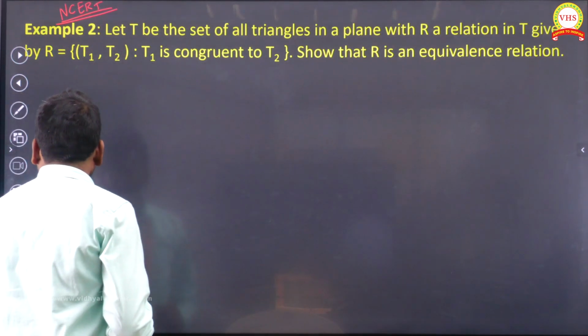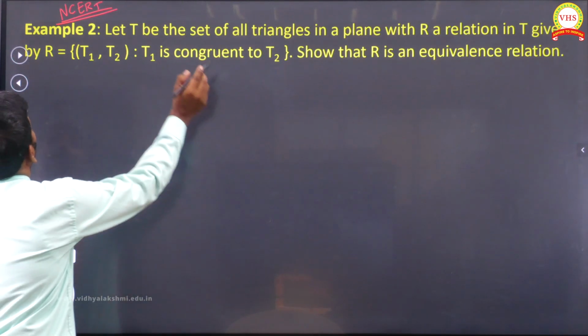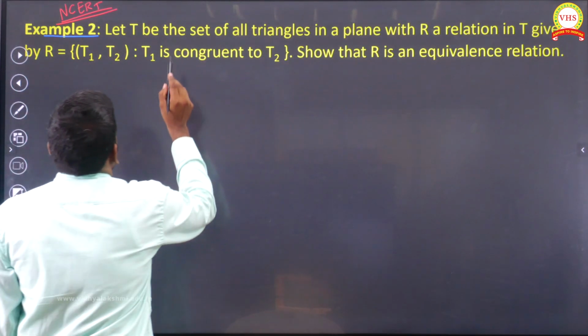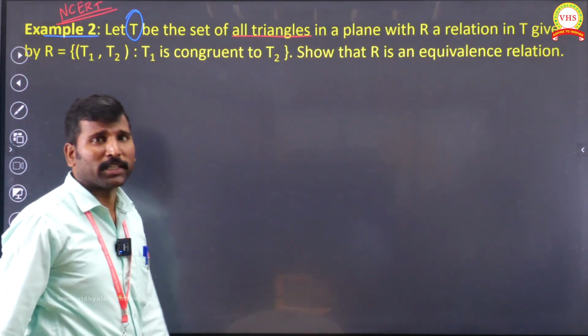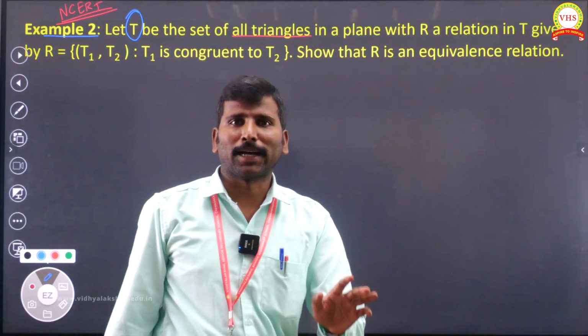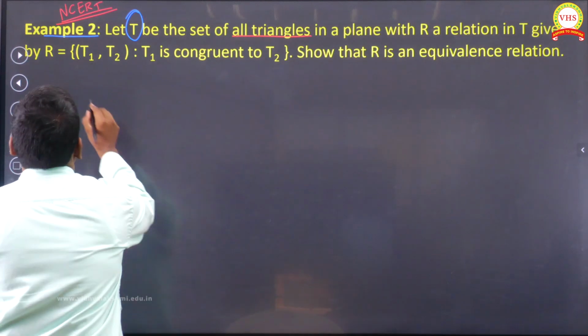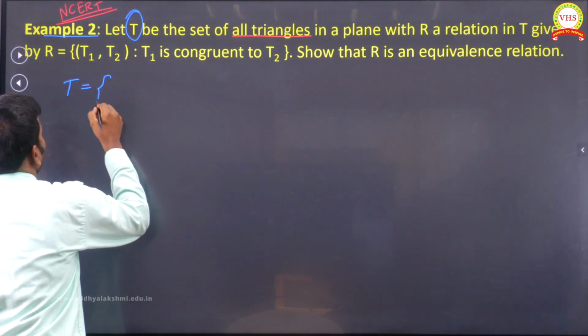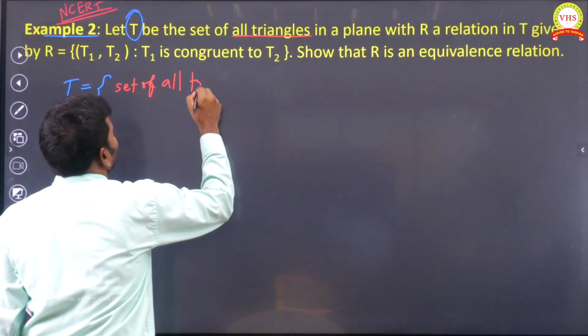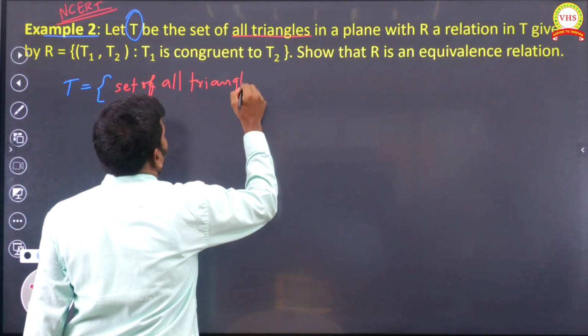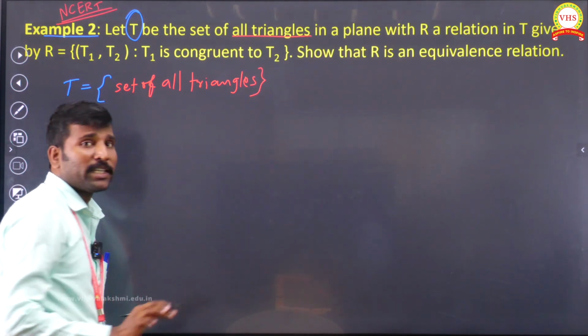Right, now example 2, what is given, we'll see. Let T be the set of all triangles. T means the set of all triangles, so here you write T is equal to set of all triangles.